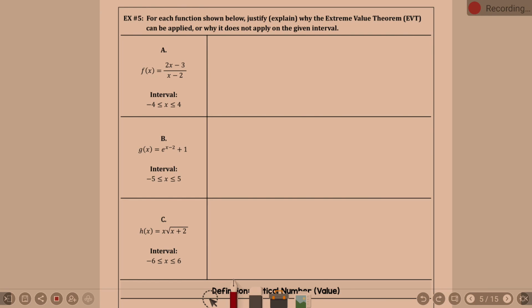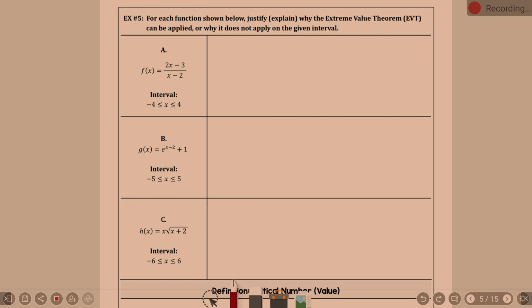Okay, let's see. Example 5. Can I start talking about this one? Which one is this? For each function shown below, justify why the EVT can be applied or why it does not apply on the given interval. Well, I got A pretty easily. That's me, that's the math teacher. I mean, it's continuous, isn't it? There's a discontinuity at x equals 2.